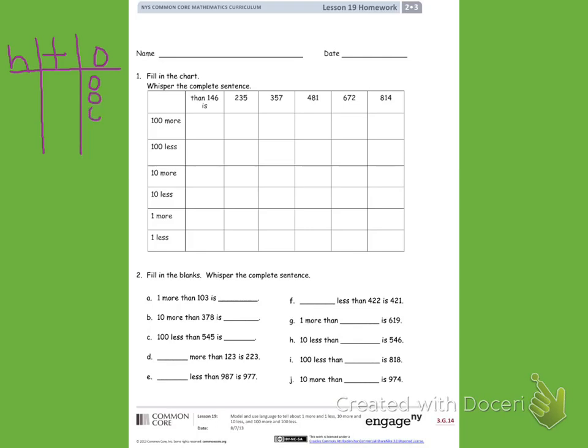1, 2, 3, 4, 5, 6. 1, 2, 3, 4, 1. 146. Now, 100 more than that, I'll draw an extra circle in the hundred spot, would make 246.